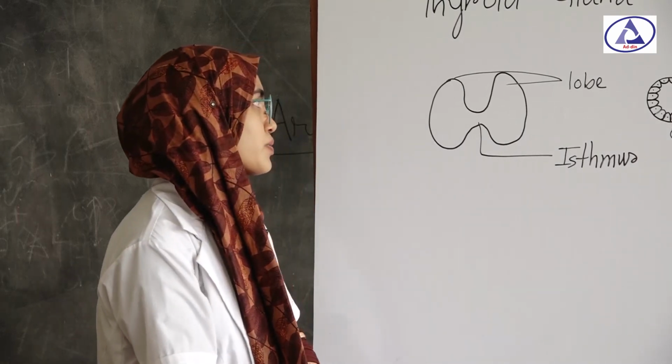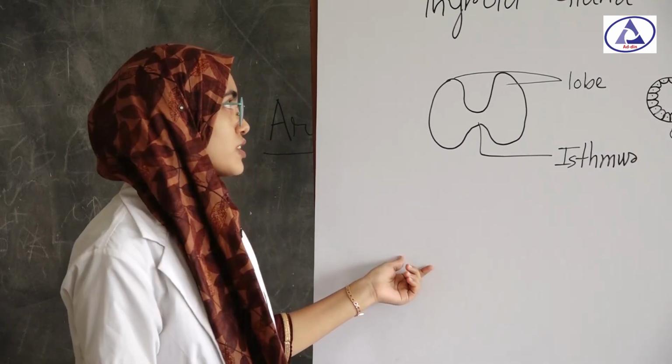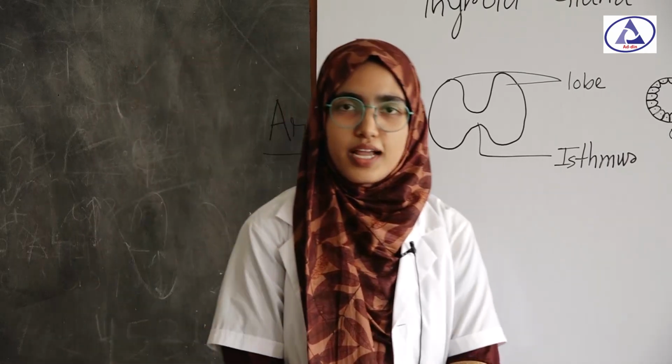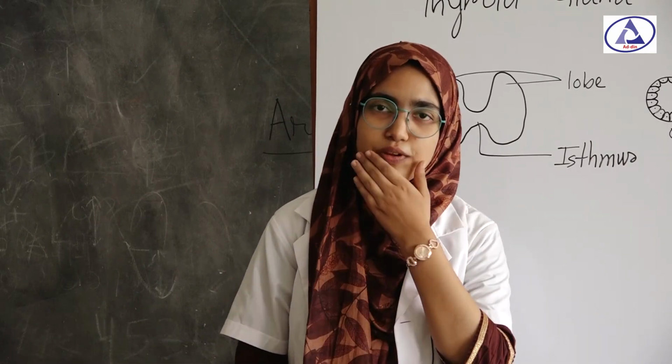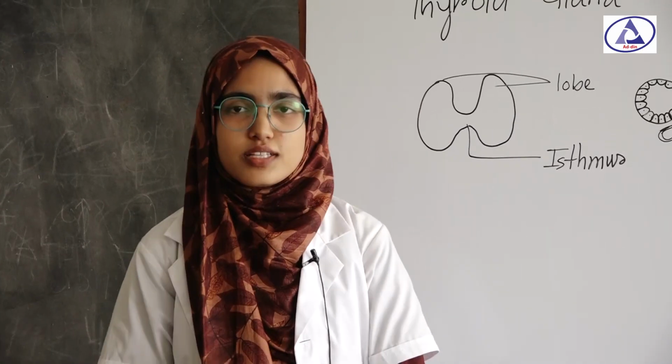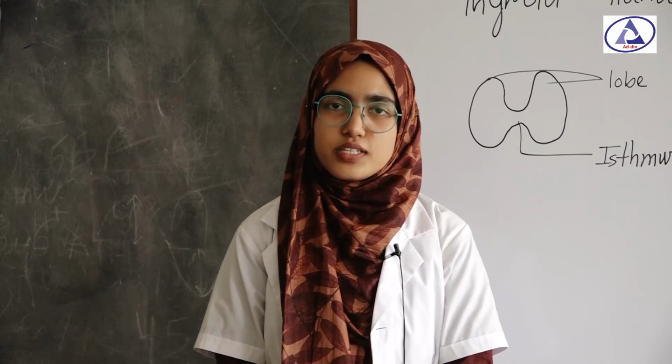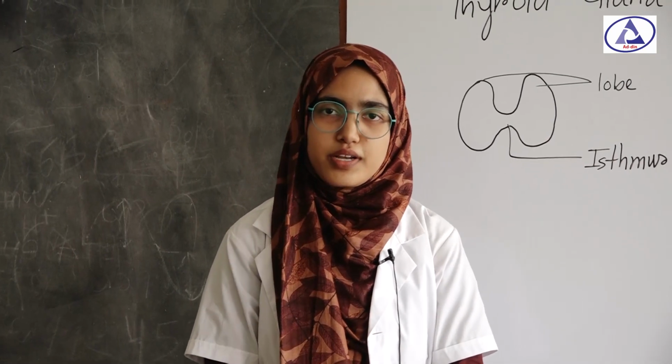In today's class, we will learn about the physiology of the thyroid gland. Thyroid is a very important gland in our body. It serves various functions. Actually, the thyroid gland is the largest endocrine gland of our body. The weight of it is about 15 to 20 gram in adults.